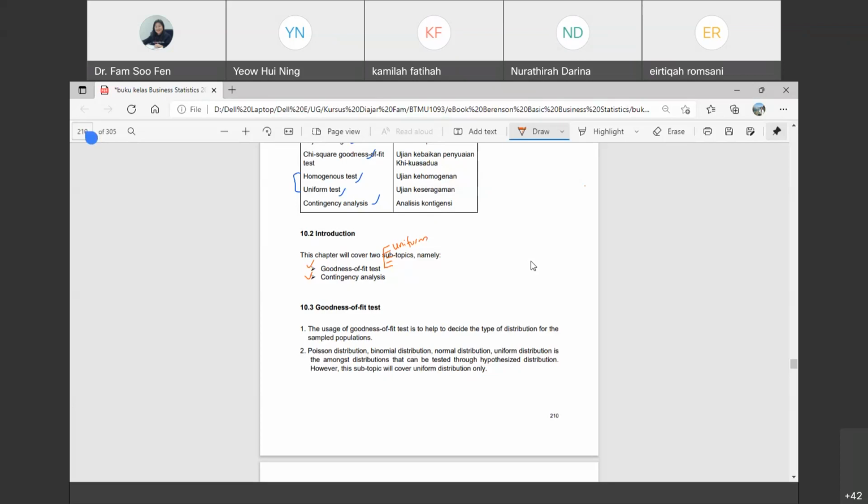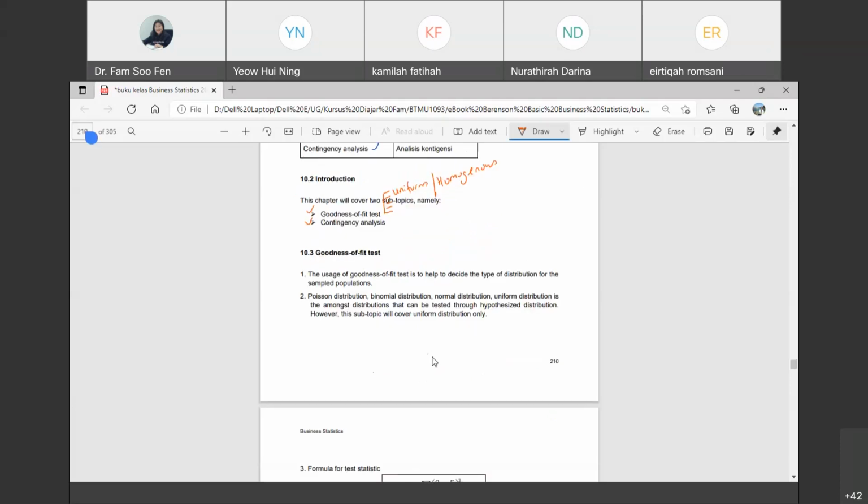Uniform or homogeneous. Homogeneous means the same, sama. Another one we're going to learn is contingency analysis. The use of the goodness of fit test is to help decide the type of distribution for the sample population. Meaning that you want to decide the type of distribution.